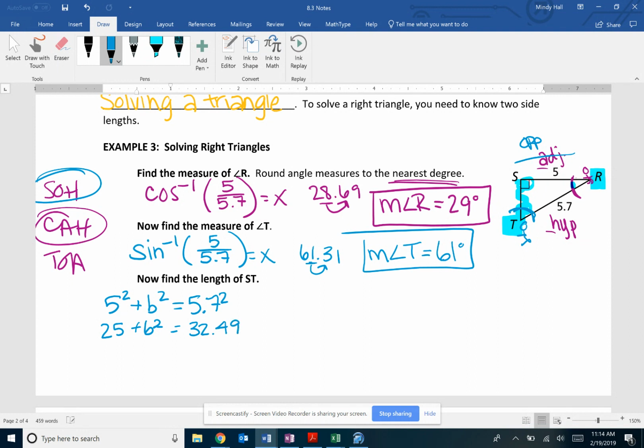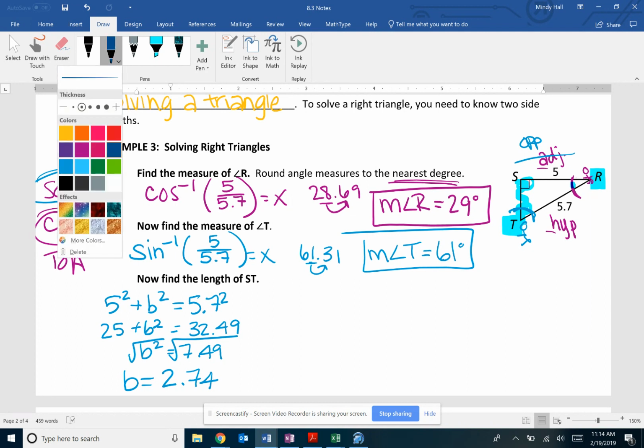Then when you subtract the 25, you get that b squared equals 7.49, and then the square root of that gives you b approximately 2.736, and that 6 rounds up to 2.74. So that's using Pythagorean theorem.